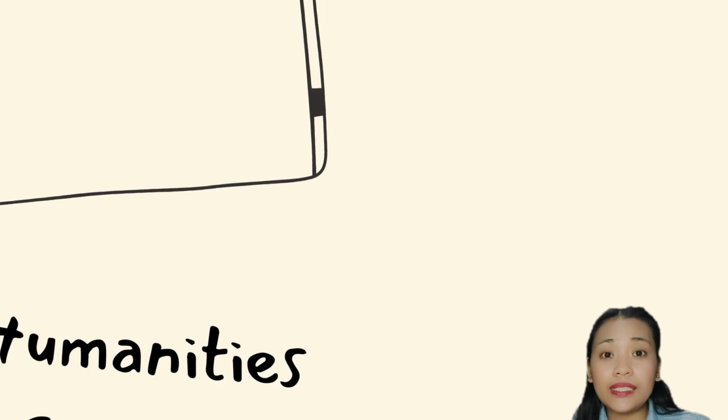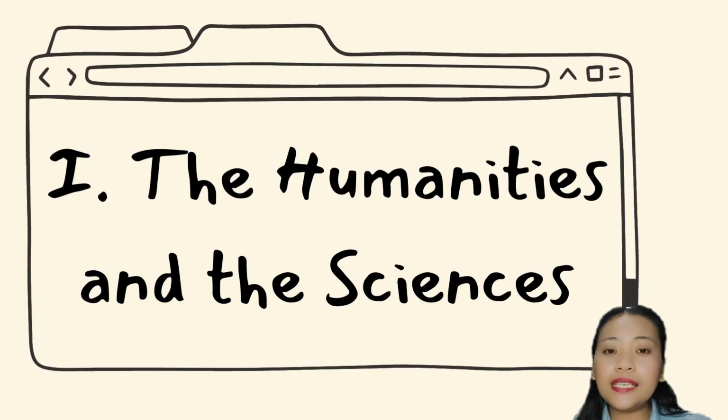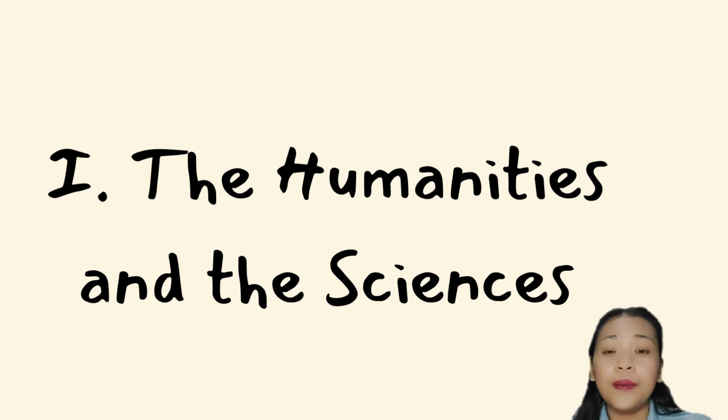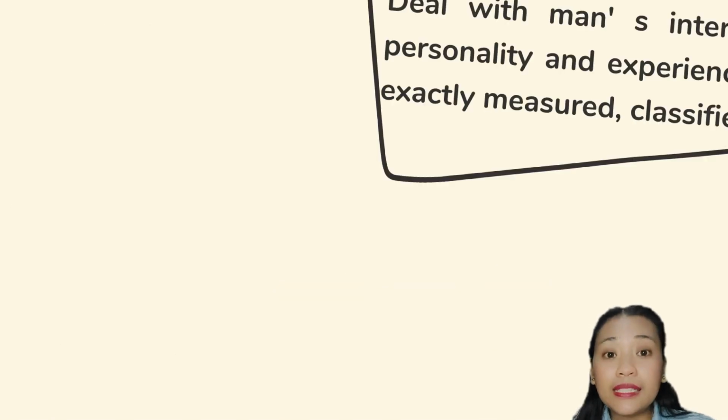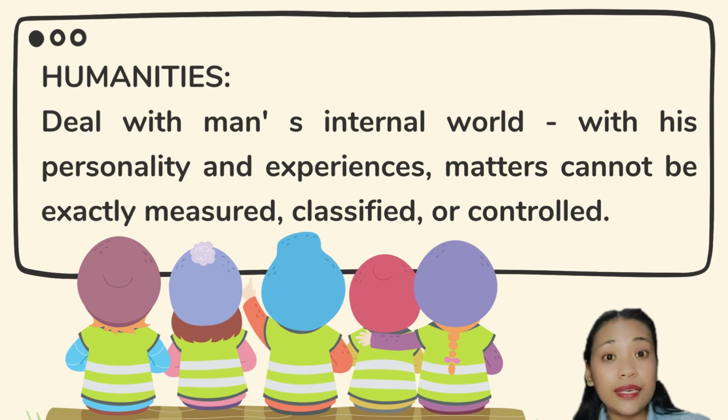Now, what are the humanities and the sciences? The humanities are distinct from sciences, which deal with the external world of man, as well as facets of man's being that can be subjected to observation, measurement, and experimentation. The sciences, class, enable man to understand and control nature and to harness its energy to make his life more comfortable. The humanities, on the other hand, deal with man's internal world, with his personality and experiences, matters that cannot be exactly measured, classified, or controlled.